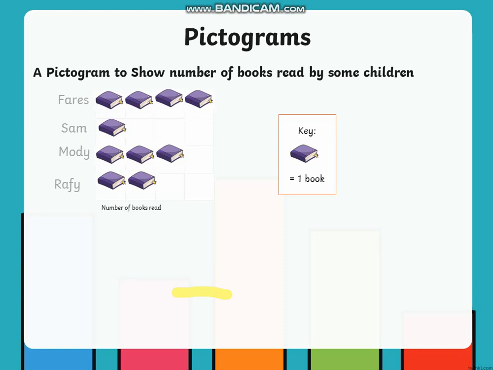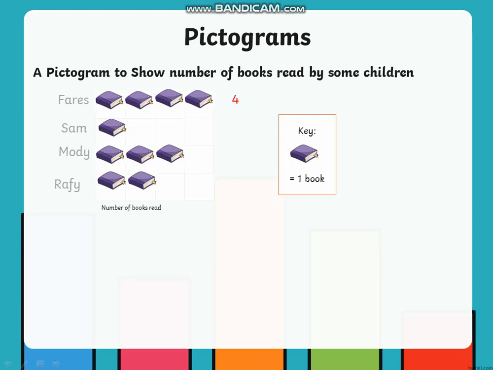Here's another pictogram that shows the number of books read by some children. I have 4 children. We first have to count how many each one read. Before we start, as we can all see, our key here is: the picture means one book. So let's start counting. How many books does Faris have? Let's count them. 1, 2, 3, 4. So Faris read how many books? Perfect. He read 4 books.